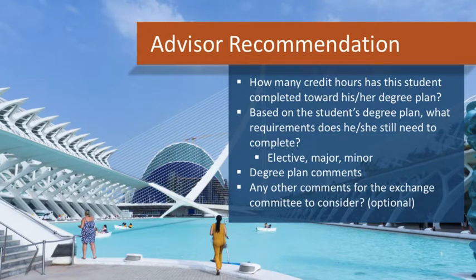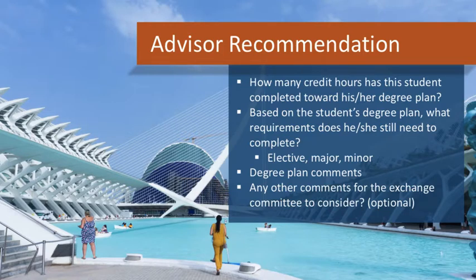So what exactly are we asking your academic advisor in that recommendation form? Well, we're asking them these exact questions. We're asking them, how many credit hours have you completed towards your degree? And based on your degree plan, what requirements do you still need to complete? Do you need elective credit? Do you need major related credit? Do you need major elective credit, minor credit? What course options are open to you when you study abroad?